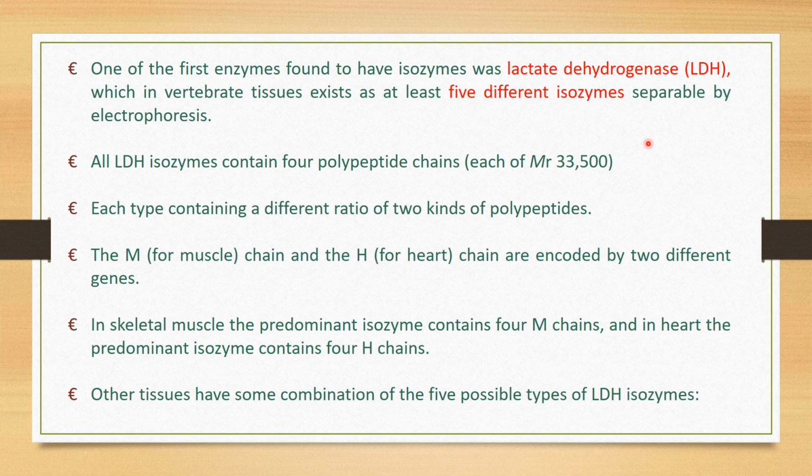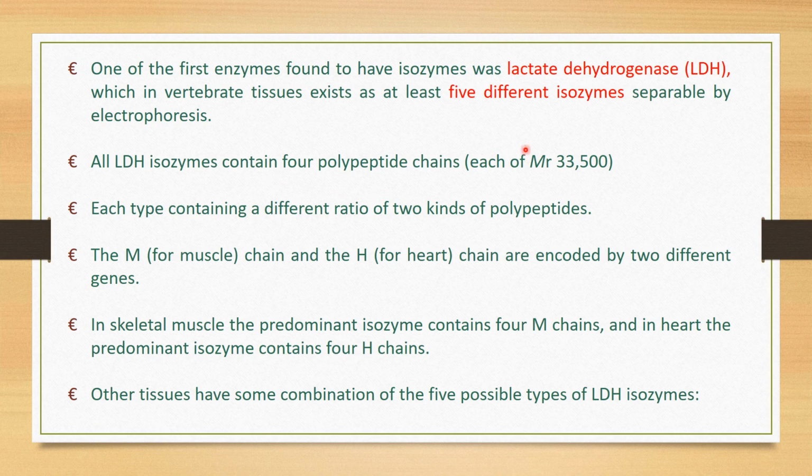So how are they separated? They are separated by electrophoresis. We will study the separation methods later in detail. So this LDH isoenzyme contains 4 polypeptide chains. In hemoglobin, they also have 4 polypeptide chains, but they are a heterodimer, 2 alpha, 2 beta, isn't it?